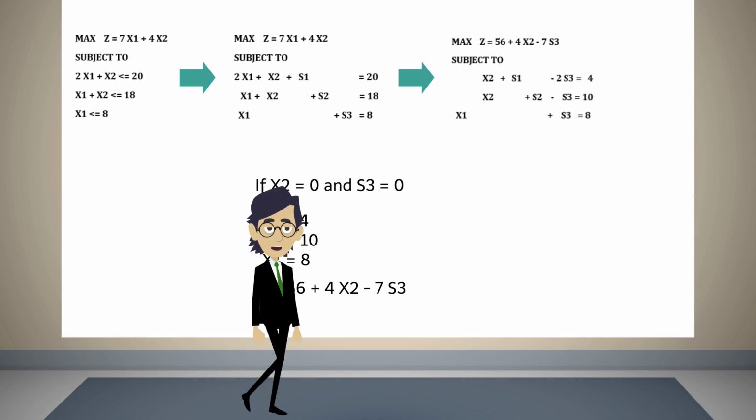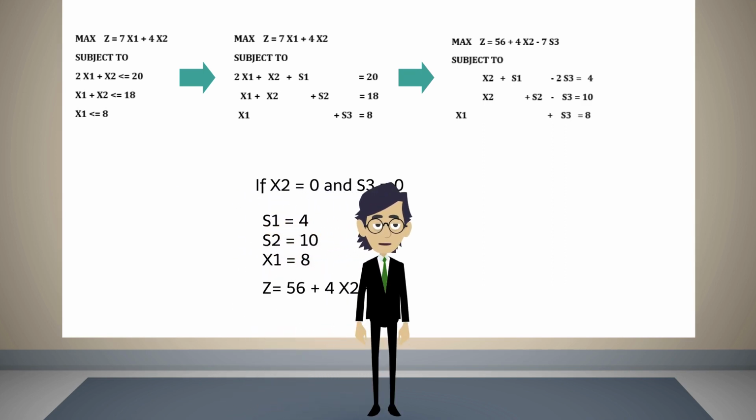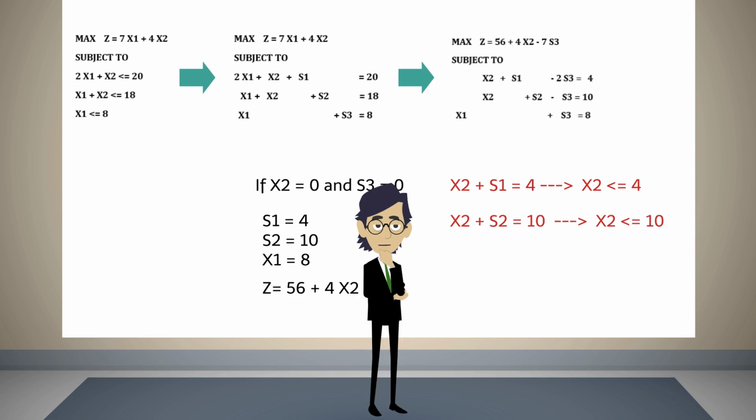Since s3 is equal to 0, then x1 plus s1 is equal to 4. And since the smallest value of s1 is 0, this means that x2 must be less than or equal to 4. Similarly, in the second constraint we can deduce that x2 must be less than or equal to 10. In the third constraint, given that s3 is equal to 0, then x1 is equal to 8. Since x2 does not exist in the expression, then x2 can increase without limit. The constraint that limits the most the increase of x2, is the first one.